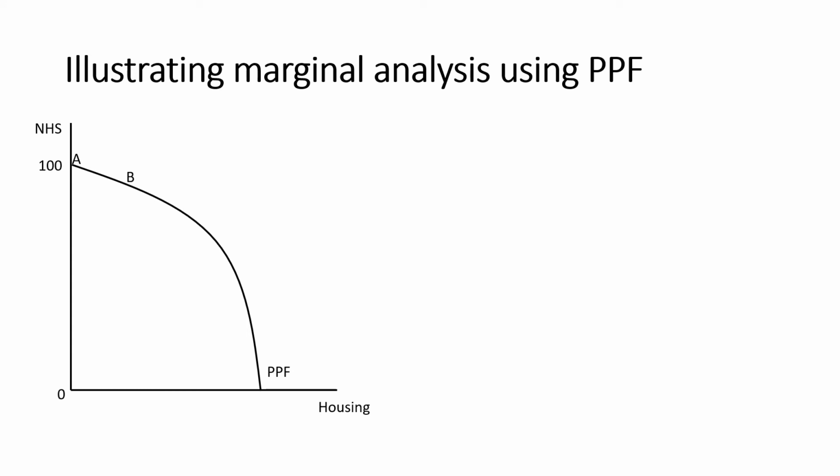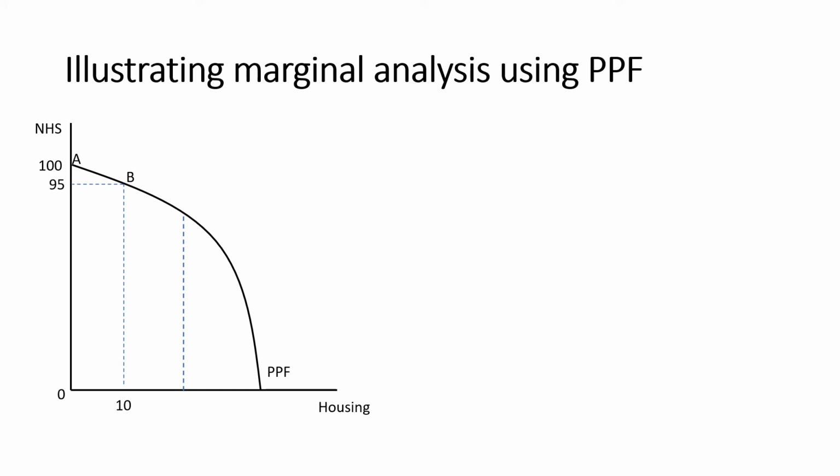So society maybe makes the wise decision that this is a poor allocation of resources. Society's total utility might go up if we move to point B and start producing housing. So to produce 10 units of housing, we'll need to take factors of production out of NHS healthcare. If we do that, the output of NHS healthcare will fall from 100 to 95 units. So the opportunity cost of producing those first 10 units of housing is 5 units of NHS healthcare given up.